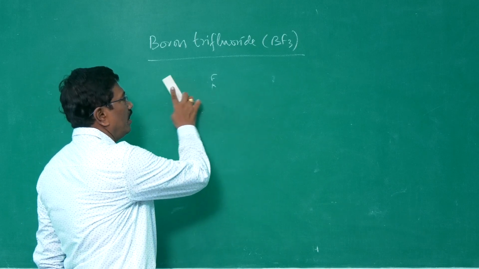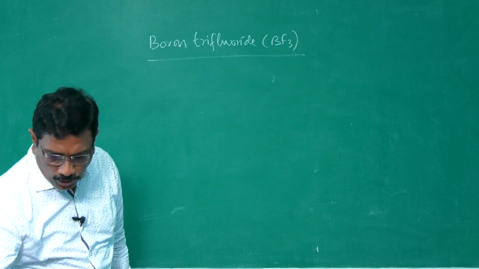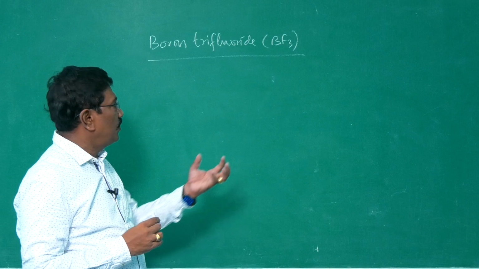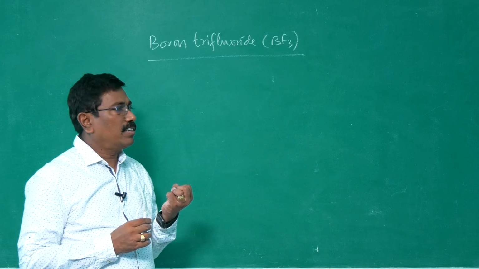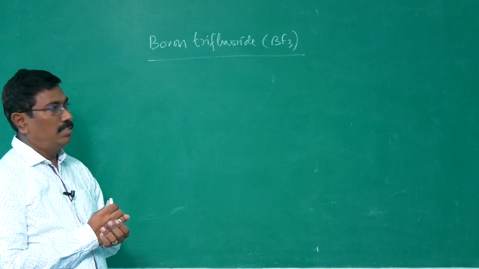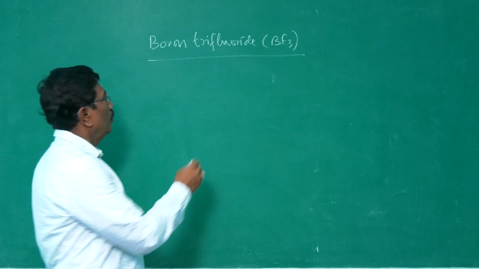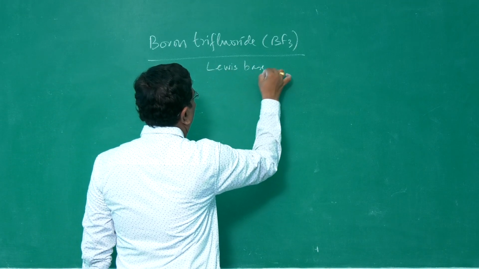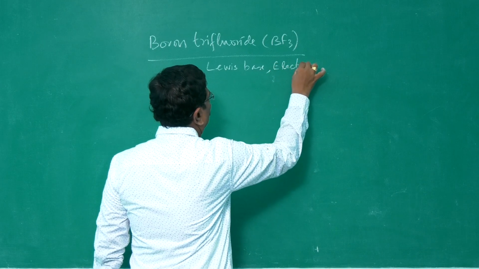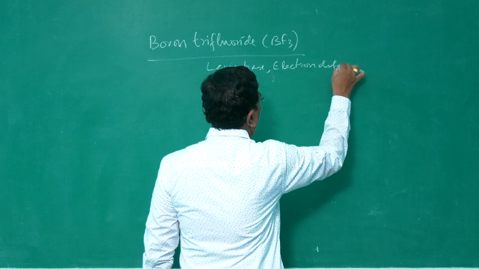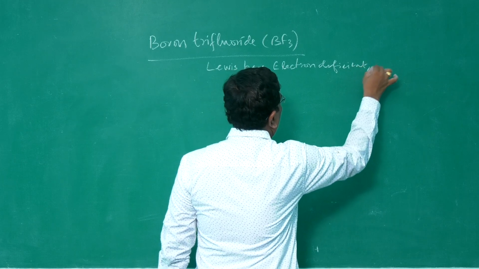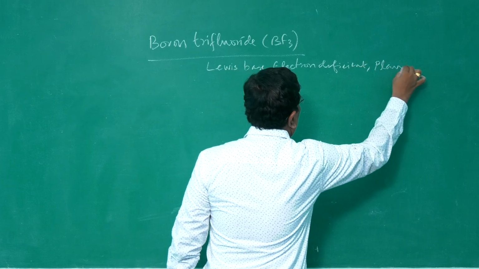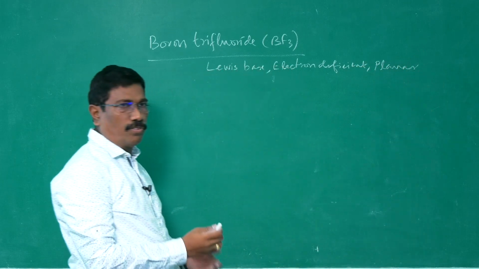a typical Lewis acid. According to Lewis, an acid is a substance which can accept a pair of electrons for the formation of a coordination bond. Therefore, boron trifluoride is a Lewis acid, electron deficient, planar, all those things we can say for boron trifluoride.